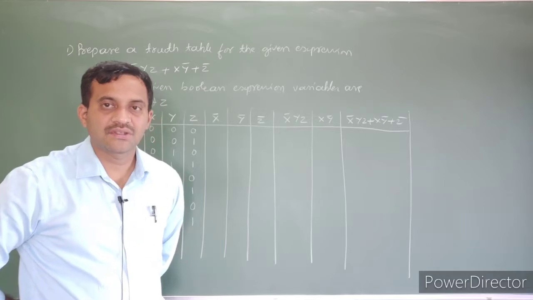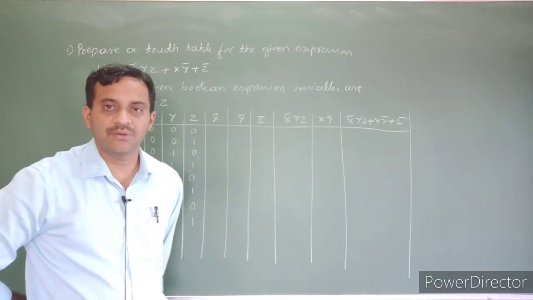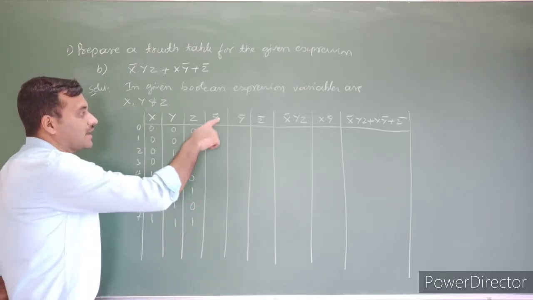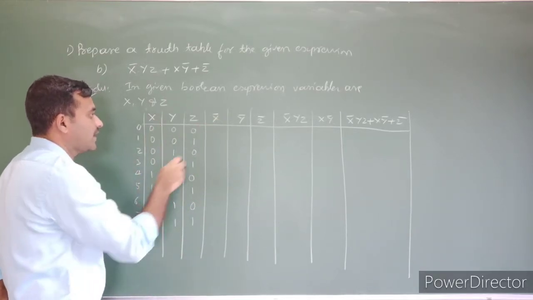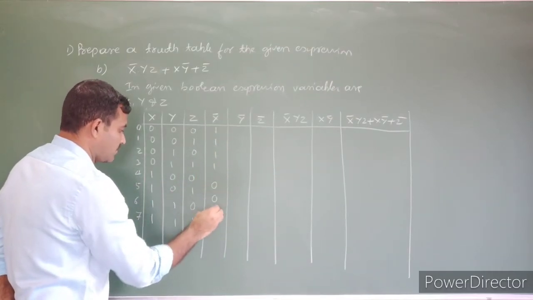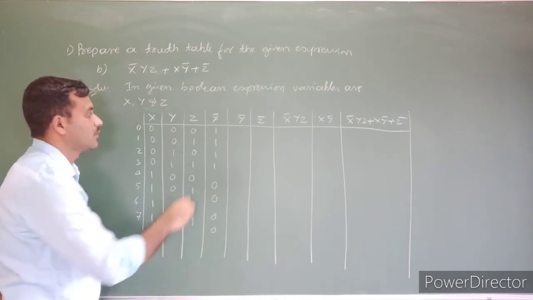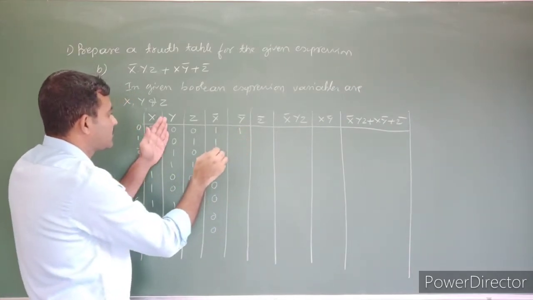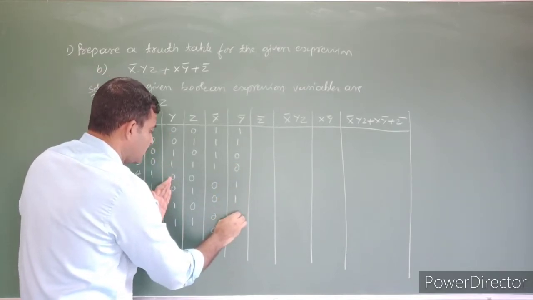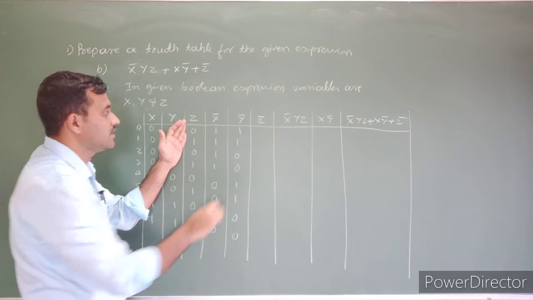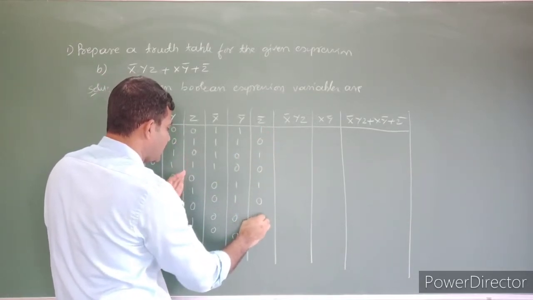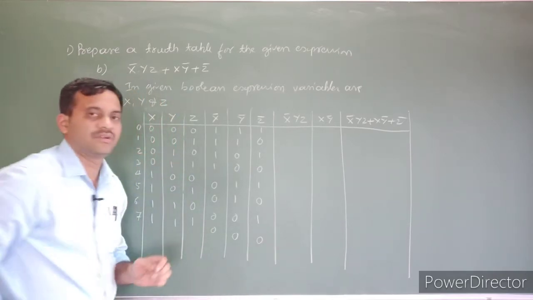If it is 2 variables, 4 possible combinations. If it is 3 variables, then there are 8 possible combinations. Let's write the x bar. X bar means complement of the x. That is 1, 1, 1, 1. Again 0, 0, 0, 0. Y bar, that is complement of the y column. 1, 1, 0, 0, 1, 1, 0, 0. Next z, 1, 0, 1, 0, 1, 0, again 1, 0.